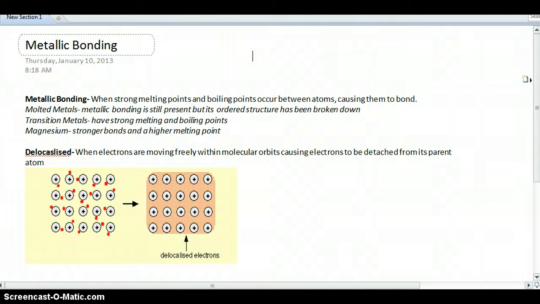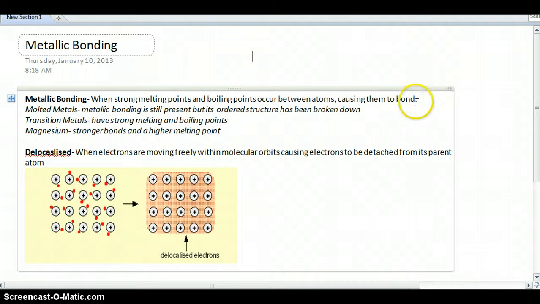We have three different types of metallic bonding elements. We have magnesium, which is extremely unique, with stronger bonds and a higher melting point. We have molten metals, where metallic bonding is still present, but its ordered structure has been broken down. And we have transition metals, which have strong melting and boiling points.